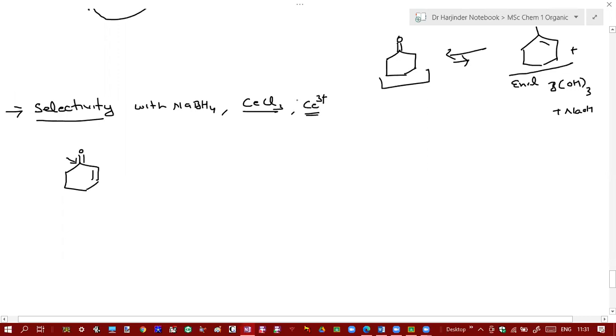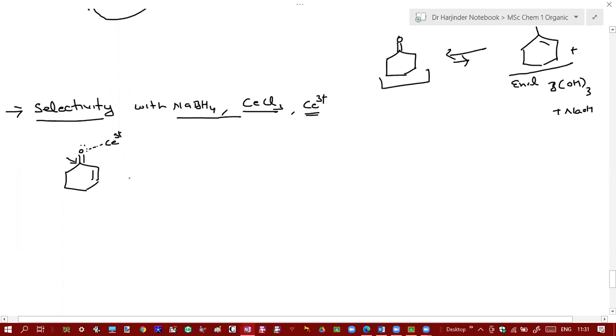So what it will do is, it will combine with this oxygen and take this bond pair of electrons with it. So that will reduce electron density over this oxygen, which in turn reduces electron density over this carbon and will increase its reactivity. So we can increase selectivity with sodium borohydride by adding some Lewis acid like cerium trichloride.